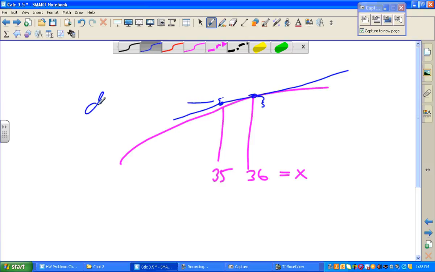dy, f prime of x dx gives me the change in y, doesn't it?